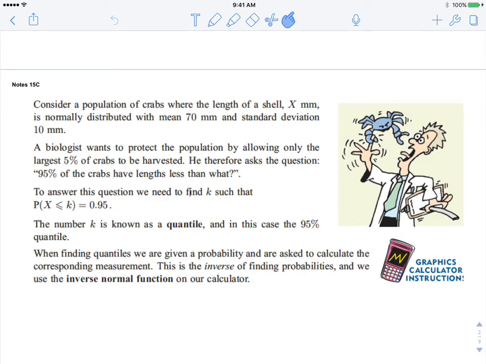All right, this video is focusing on the inverse normal on our calculators. So when you're watching this video, you should have a graphing calculator at your hands.